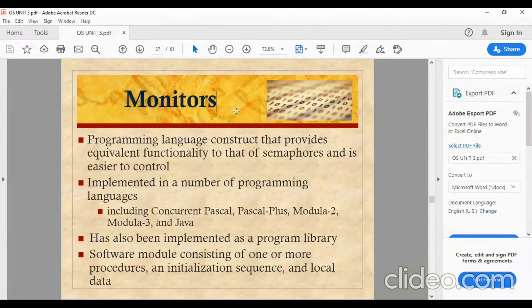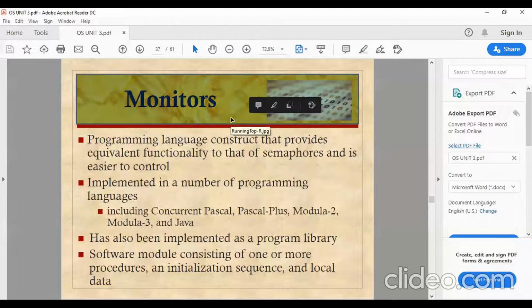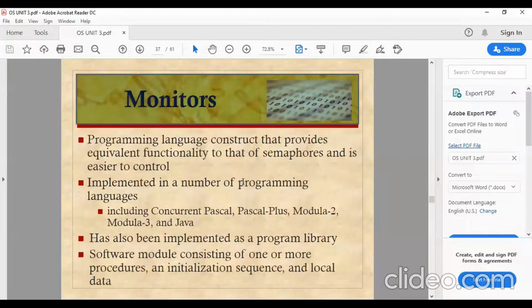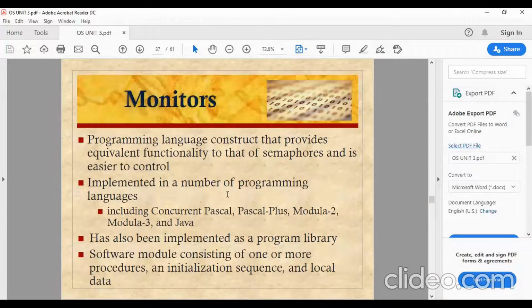We will take this tomorrow. Understood? Which part is remaining was the classical synchronization problem. That is the second part of your unit number 3, and the third part is deadlock. So in the first part only one point is remaining, that is monitor, programming based. So we'll start this monitor in tomorrow's lecture, Monday's lecture.